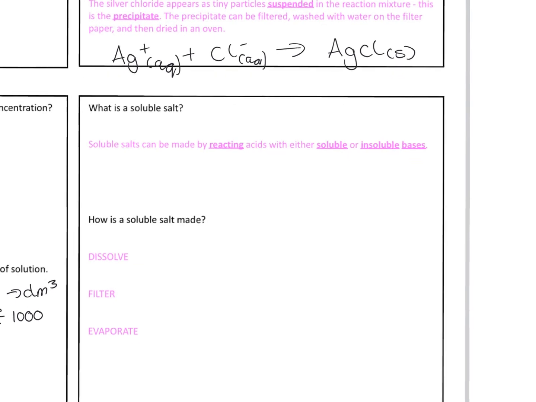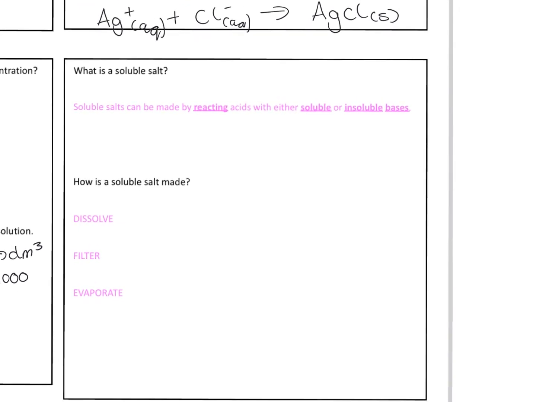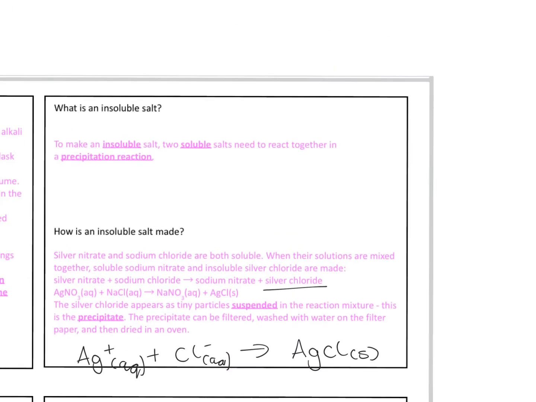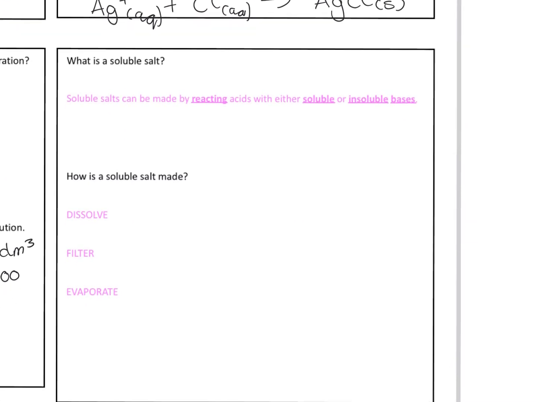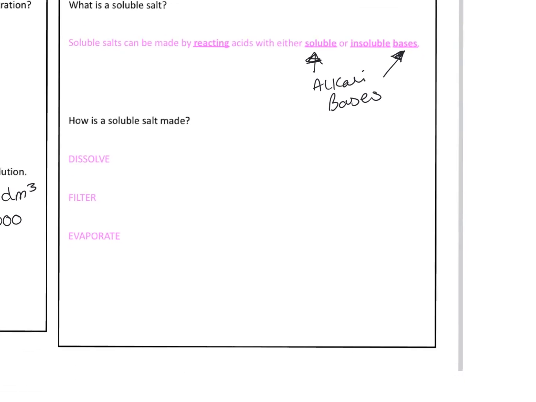Okay, soluble salts are made by reacting acids with either soluble or insoluble bases. This is two salts, this is a salt, and well, it can actually be an alkali or a base as well. Okay, so it's normally bases. Okay, how is it made? Dissolve, filter, evaporate, and you have to be able to explain those steps.